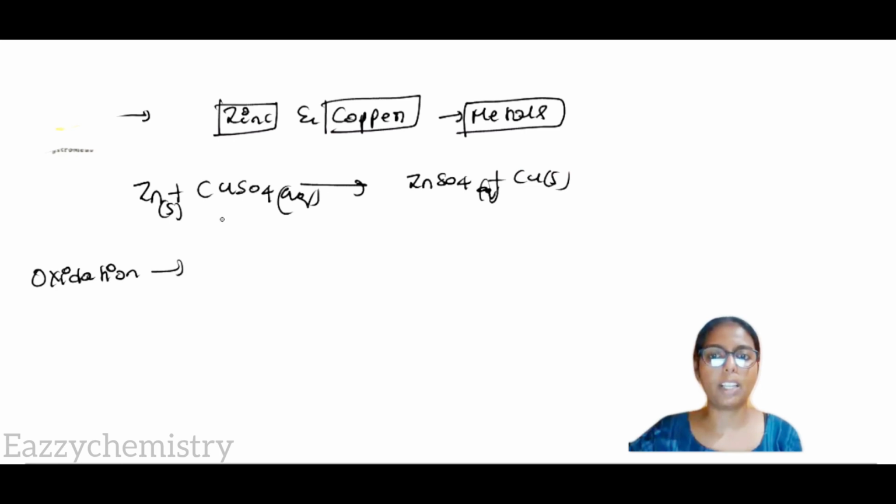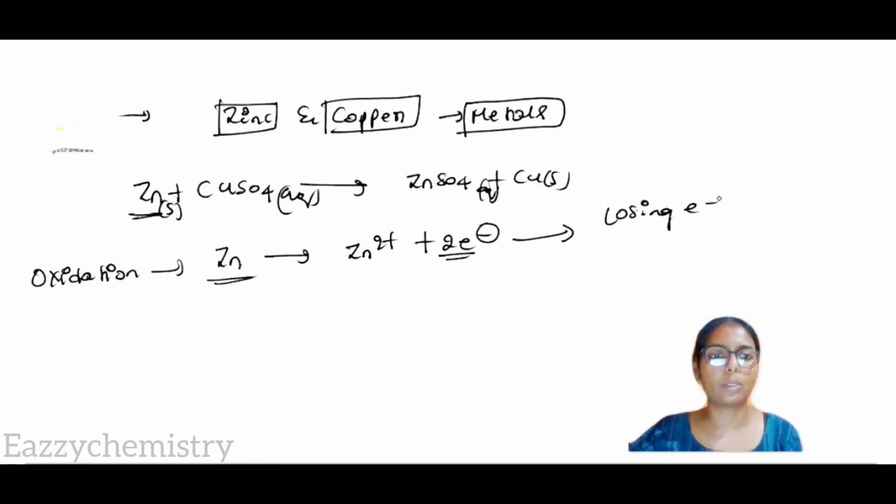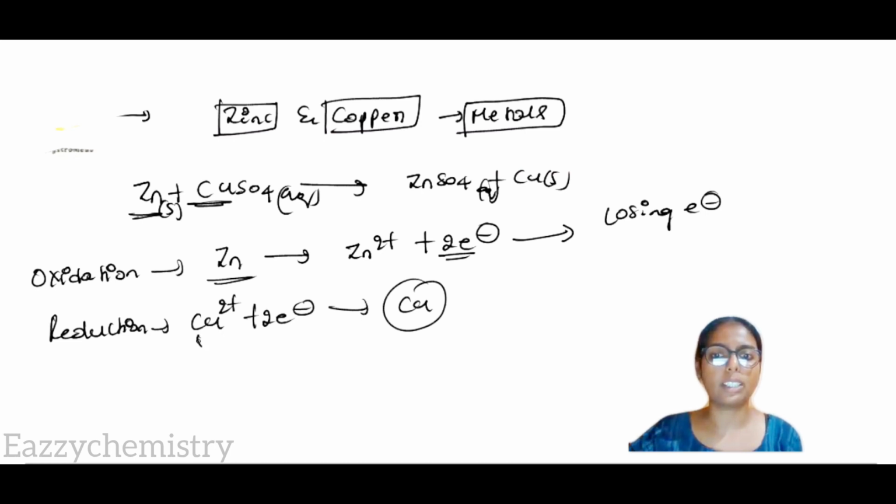In the oxidation reaction, zinc, Zn, gives rise to Zn2+ plus 2 electrons. So zinc is losing 2 electrons, which means it is undergoing oxidation. And the reduction is undergone by copper: Cu2+ gains 2 electrons and becomes neutral Cu. So it is gaining electrons and becomes neutral. That's why this is the reduction reaction.